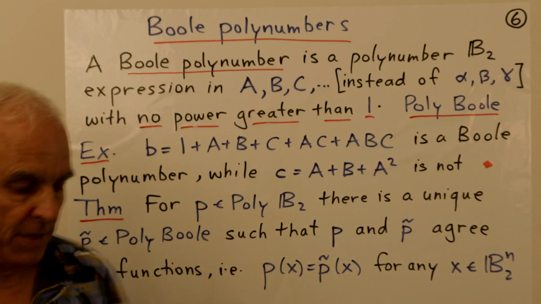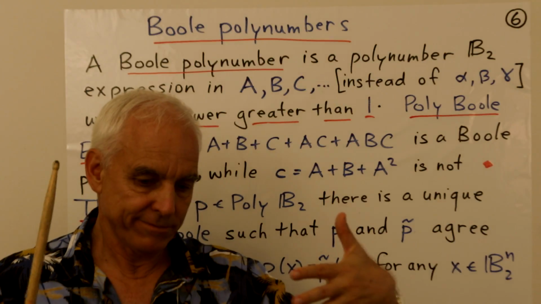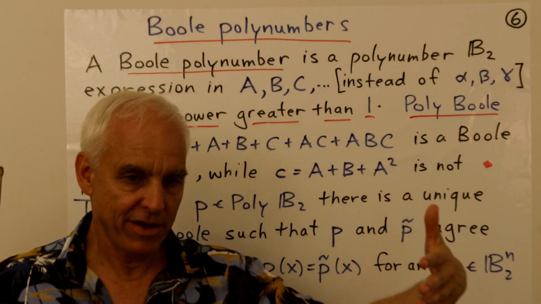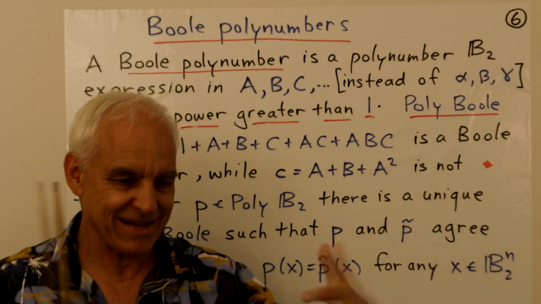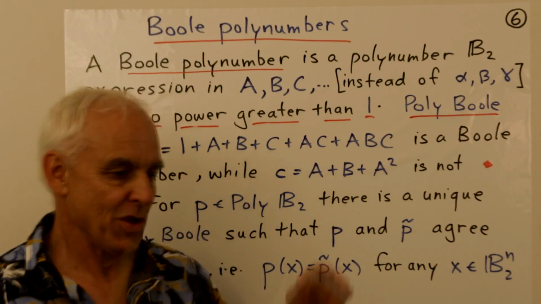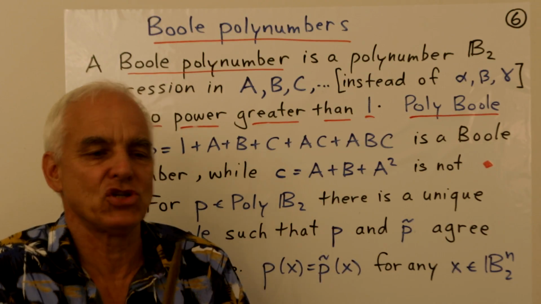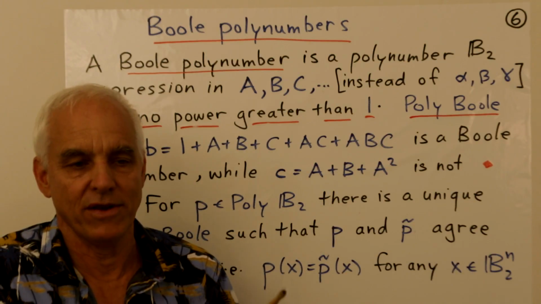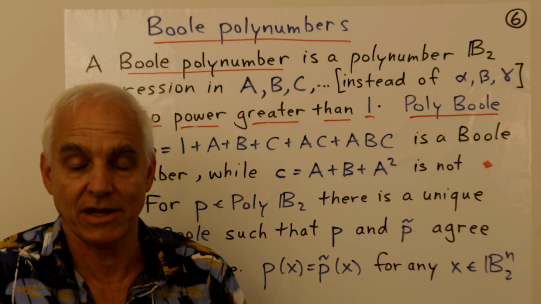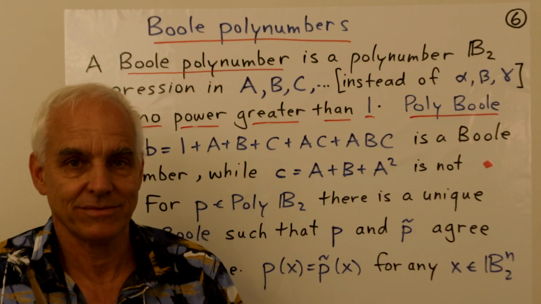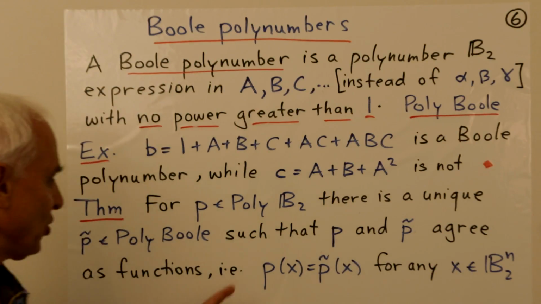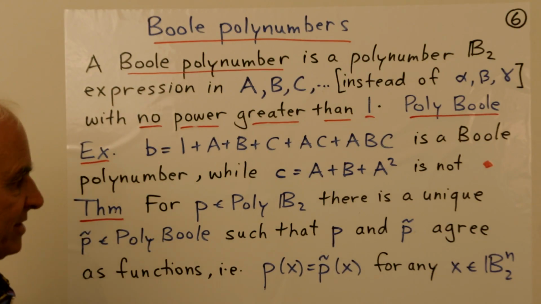So in other words, given any polynumber, there is a sort of simplified version of it where all the powers are at most 1, which acts just the same way as the original one does when it comes to the idea of having a function. As functions, these two are not distinguishable.